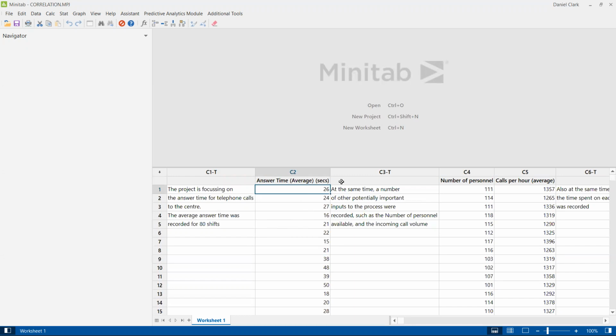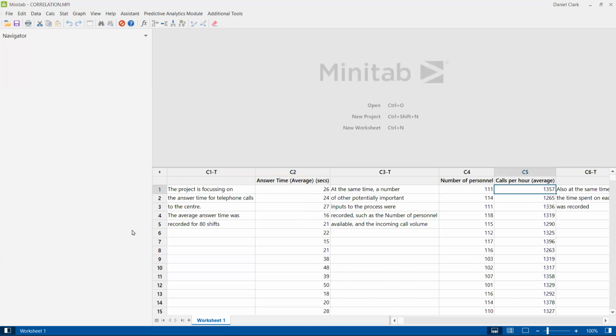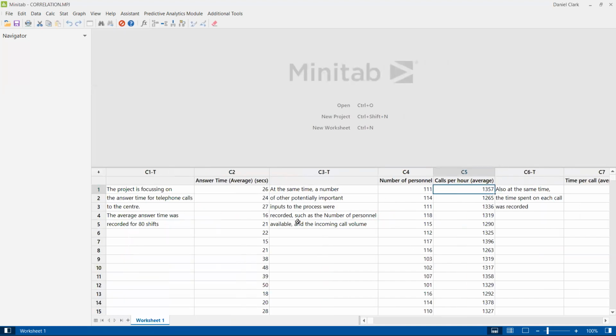And then we also have data collected around the number of personnel working during that shift, how many calls per hour were taken, and the average time per call in minutes. So you can see all of this is numeric data. It's all continuous data, so the appropriate tools to use would be correlation and regression. We'll start with correlation.